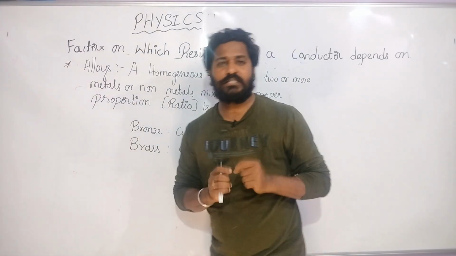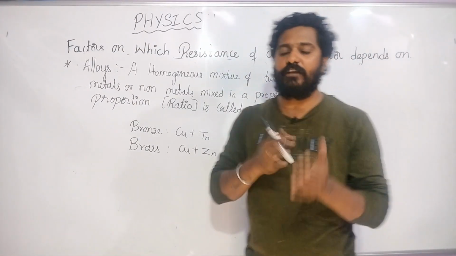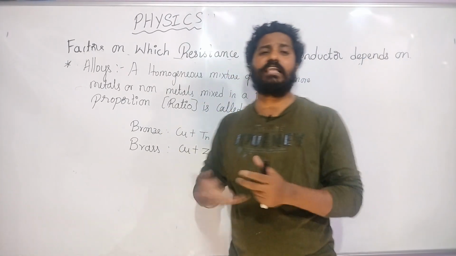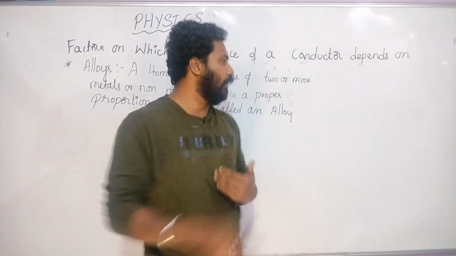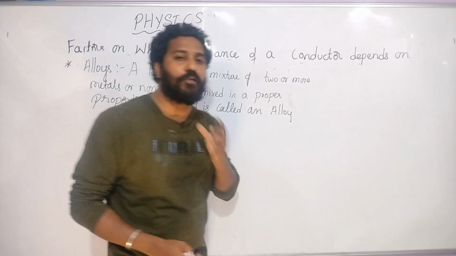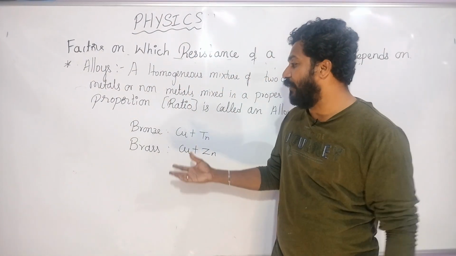Okay, a homogeneous mixture. What do I mean by homogeneous mixture? Homo means same kind, same kind of metals. Okay, so it is mixed. Either we can take a metal or a non-metal, and we mix them thoroughly in the proper ratio. Another word for ratio is proportion. Okay, so I have written here two examples.